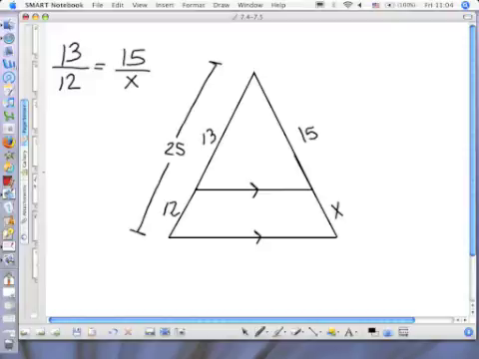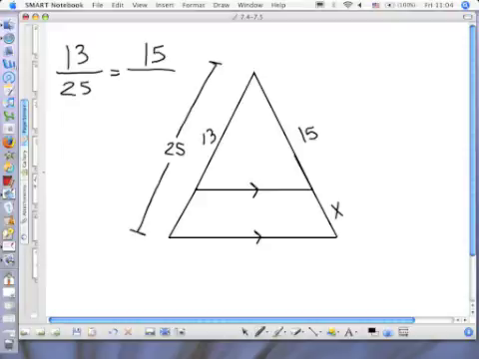Now another way that we could have done it, and it's a little bit harder, but I could have said 13, the top portion, over the entire length, or the entire side, is equal to the top portion over the entire side. That's actually easier.